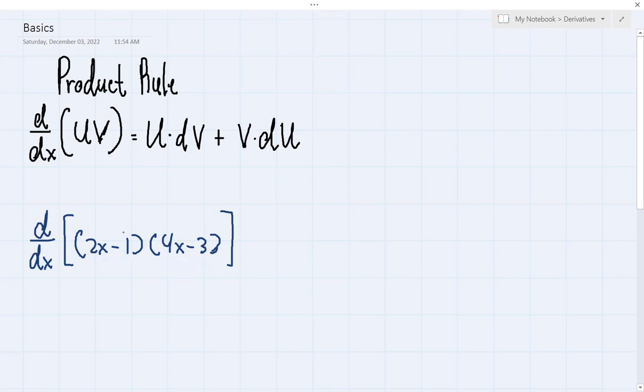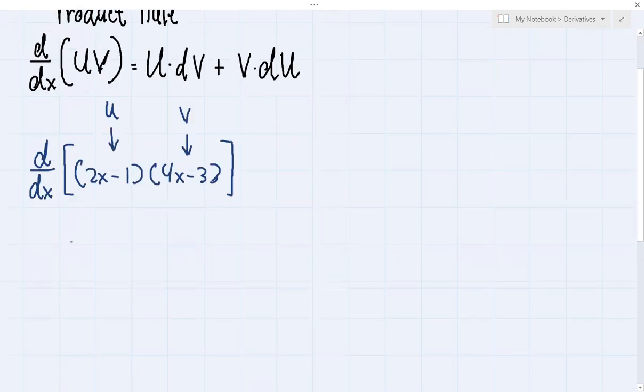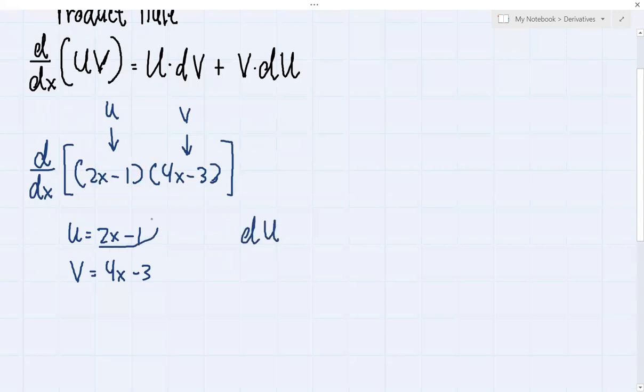Pwede naman. Okay? So, let's use 2x minus 1 as your u, 4x minus 3 as my v. So, let u be 2x minus 1, and v be 4x minus 3. Now, let's get the derivative of your u. Kunin natin yung derivative ng 2x minus 1. So, ano ang derivative ng 2x? 2. Ano ang derivative ng negative 1? 0. So, 2 minus 0 is 2.